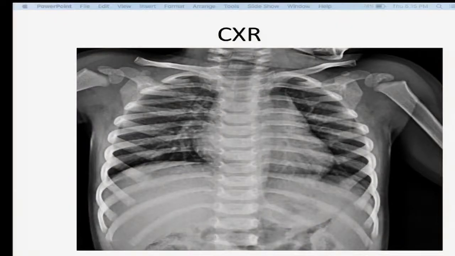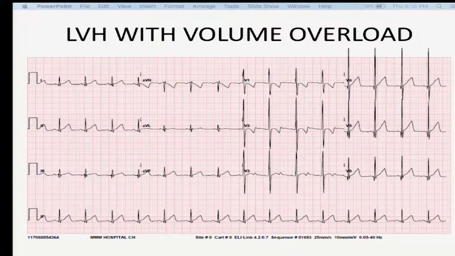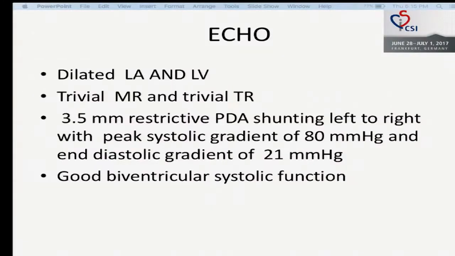Chest X-ray, the cardiothoracic ratio is 55% with normal lung vascularity. The ECG shows LVH with volume overload, Q waves in the left chest leads. The echo showed dilated LA and LV with trivial MR and trivial TR, 3.5 mm restrictive PDA shunting left to right with a peak systolic gradient of 80 mm of mercury and end diastolic gradient of 21 mm of mercury with good biventricular systolic function.